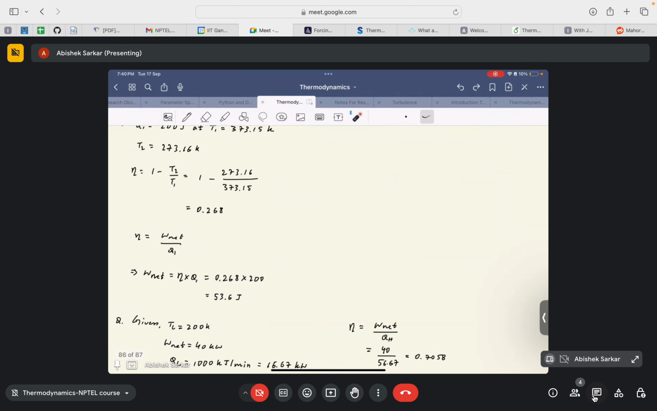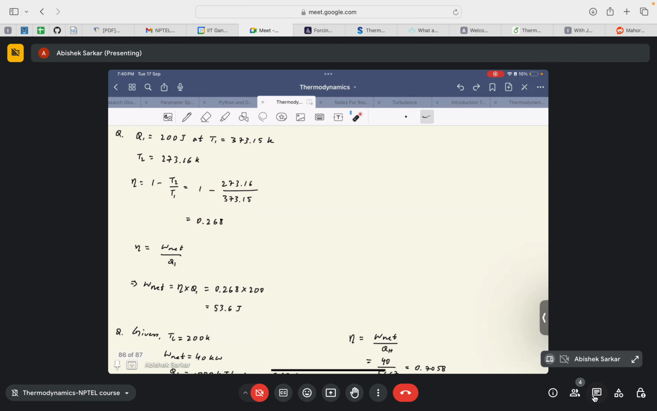Okay, so now we need to find out QL, right? Now we also know that W net is QH minus QL, or 53.6 is equal to 200 minus QL, or QL is equal to 200 minus 53.6, which will give you 146.4 joules. Okay, so is it clear?